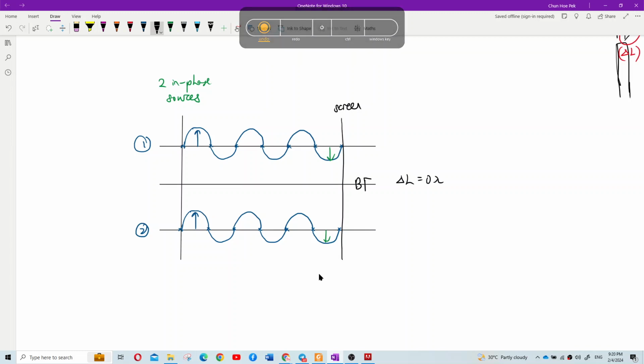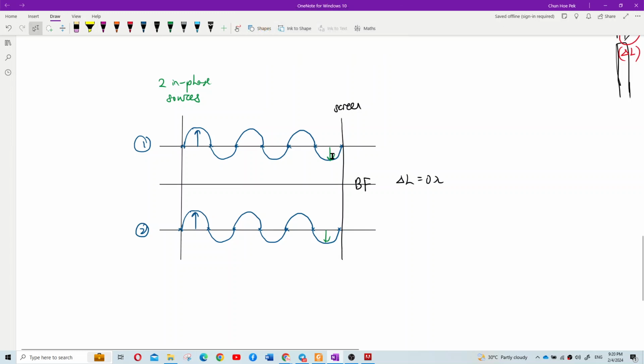So you get bright fringe. Okay, class? Because in the end, at the screen, they are in the same direction. So bright fringe. Understand, class?